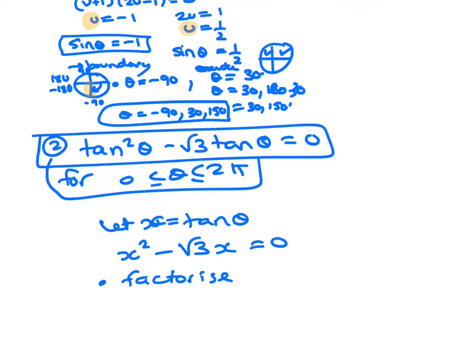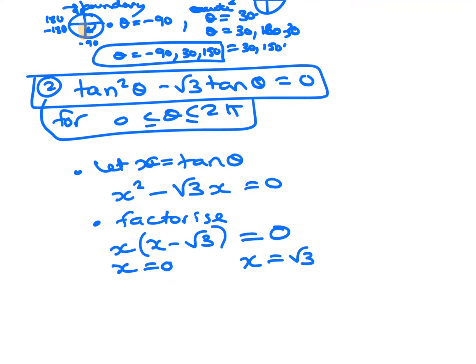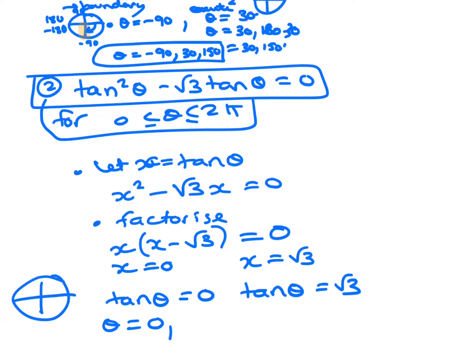Factorise is your next step. So take out the common factor of x. So it's x and x minus root 3. So x is 0 and x is root 3. So the x is equal to tan theta. So tan theta equals 0 and tan theta equals root 3. So where is tan equal to 0? Remember, it's the same place as the sine line. So it's actually along this line. So tan is equal to 0 at 0, pi, and 2 pi.